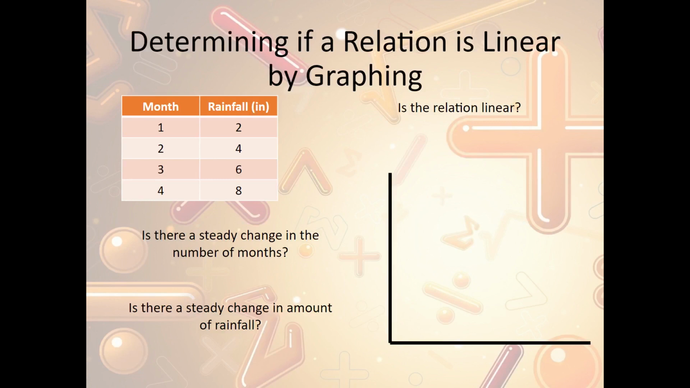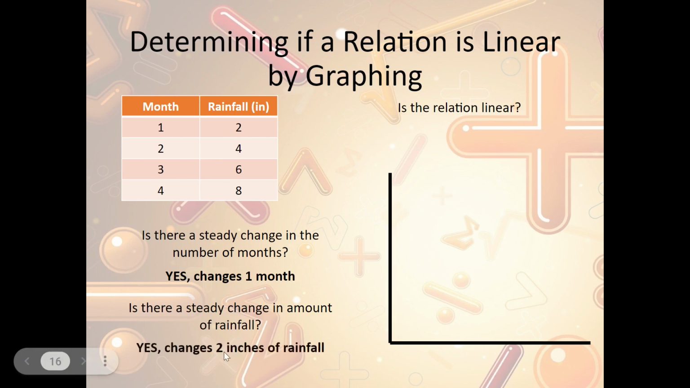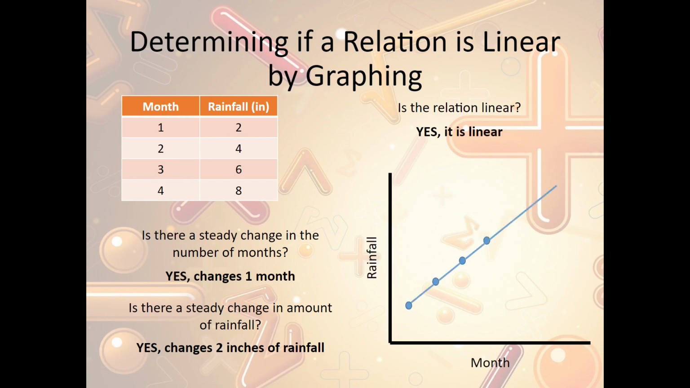So let's take a look at the table. We have our months, and we look and see that there is a steady change. We're adding by 1 month each time. And in rainfall, we can see that we have a consistent change also. We are adding by 2 inches each month. Therefore, if we were to plot these points, it would look like this. And we can see it does form a straight line. And yes, it is linear because we have a consistent change of addition and a consistent change of addition.